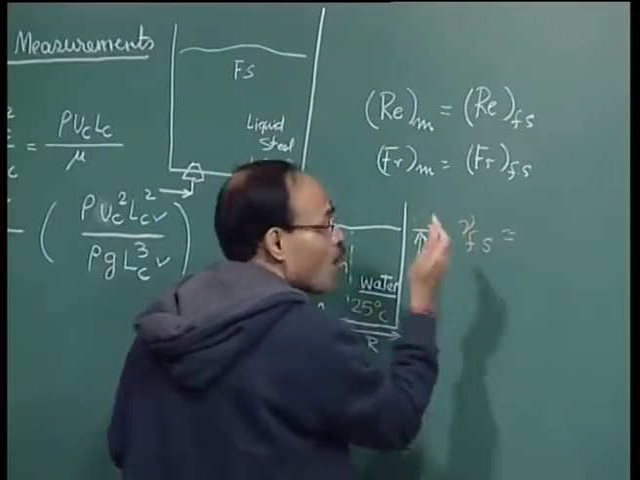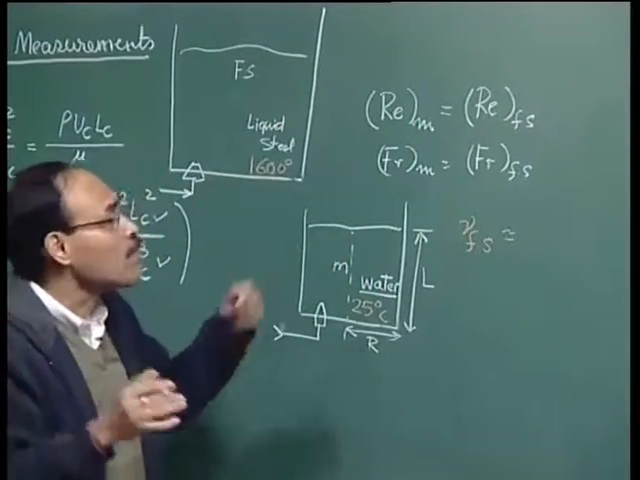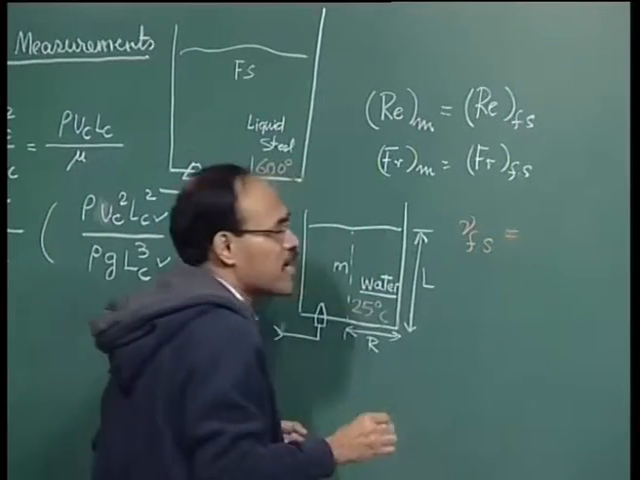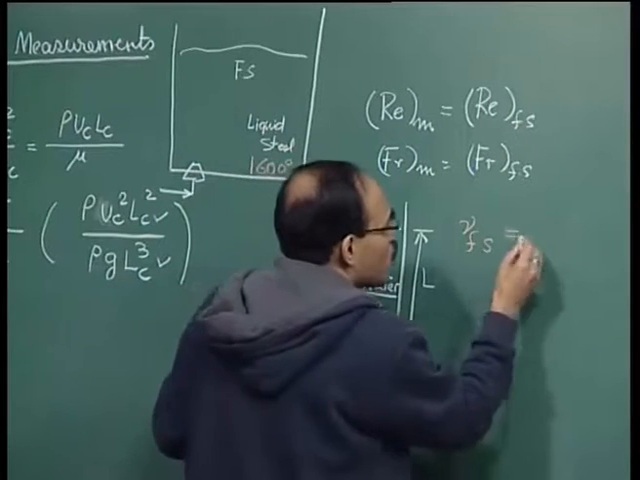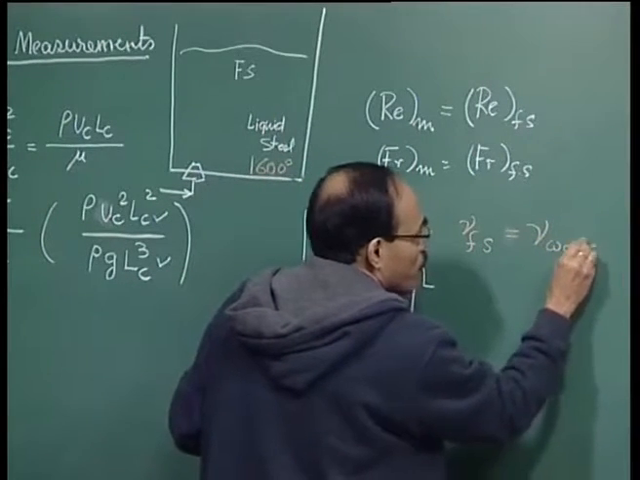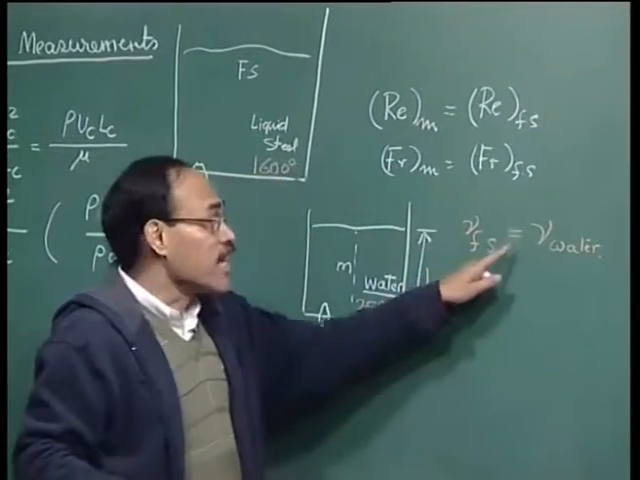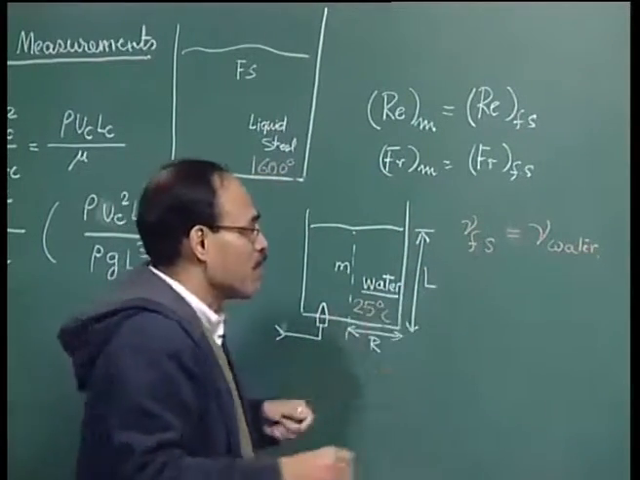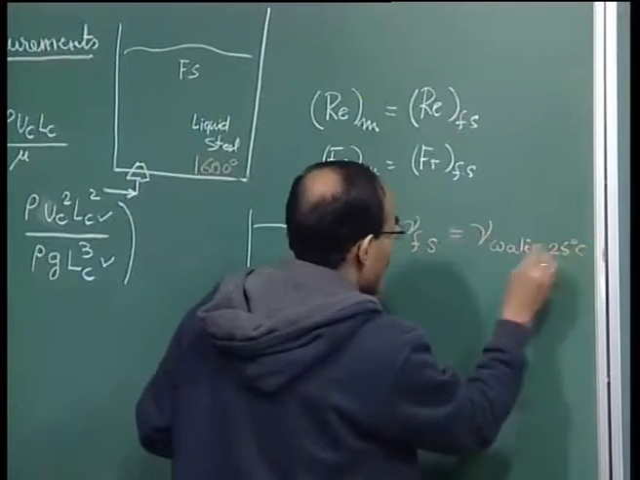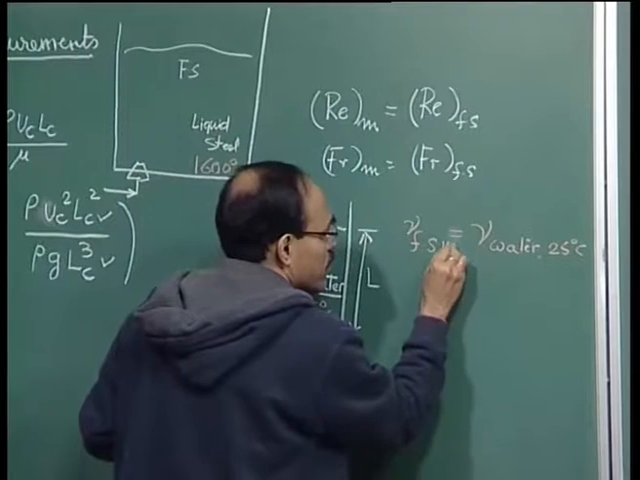I think, why should I say approximately? It is, I think, within 1% actually the value. For a first approximation, I can say that it is almost equal to nu water. But note that these are state properties. Therefore, I must mention that they are at the room temperature. So, this is 25 degrees centigrade and this is 1600 degrees centigrade.